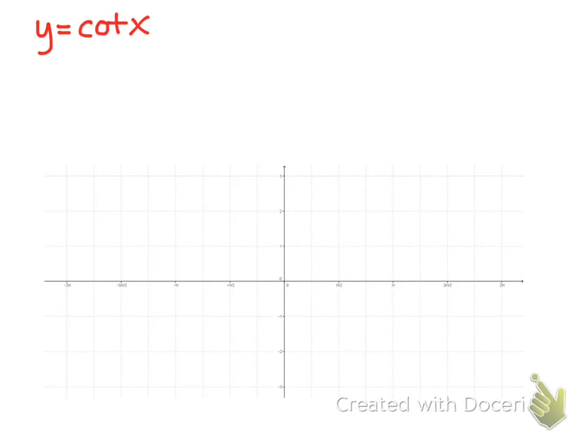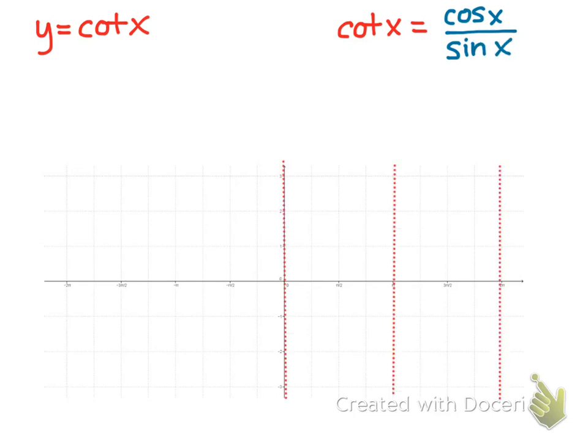Finally, we'll look at the cotangent function. Cotangent is cosine over sine. So we're going to put asymptotes wherever the sine is 0. And then the cotangent will equal 0 whenever the cosine equals 0. And like the tangent, we're going to get 1's and negative 1's when x is a multiple of pi over 4, other than things that are also multiples of pi over 2.